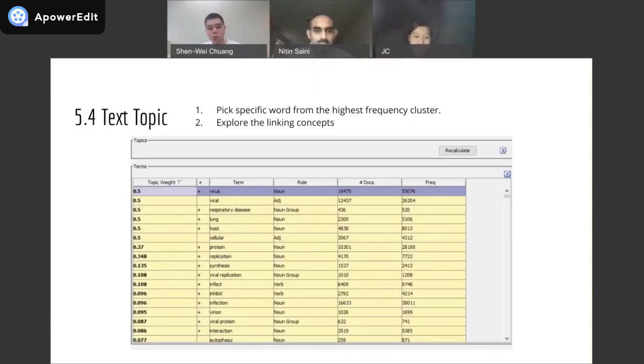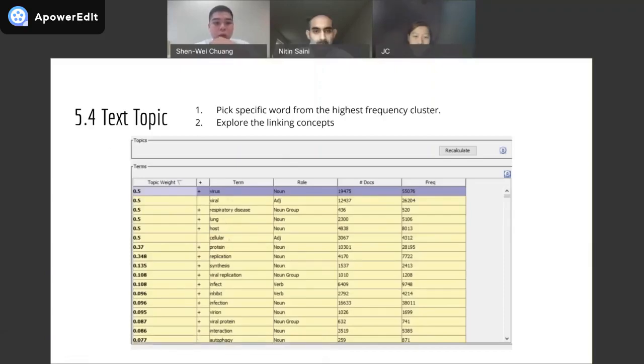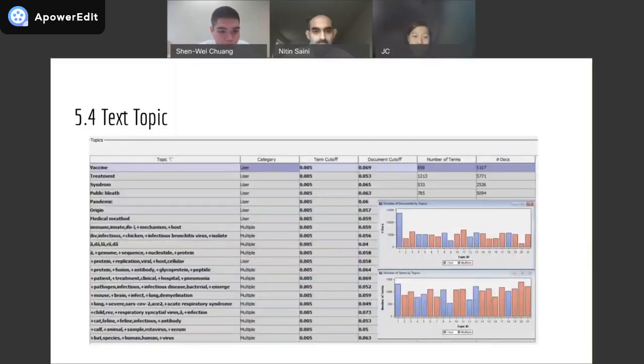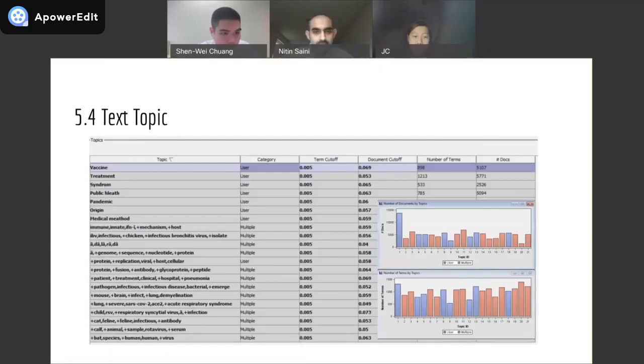So we change some weight for several terms, which we think will gather some relevant words like virus, long, host, cellular. So we expect they can gather some relevant words together and make some meaningful cluster. However, the result tells us, like this one, we can see all the words we changed, we increased their weight, they gather together themselves and become a useless cluster.